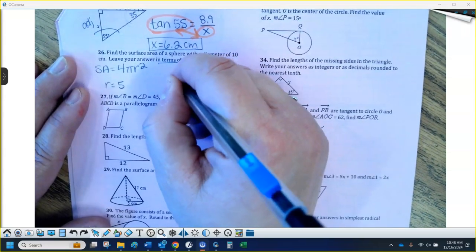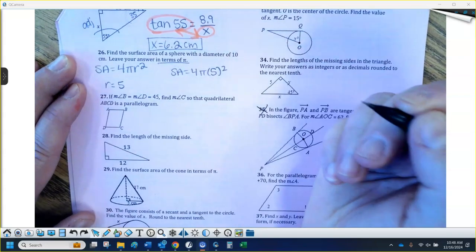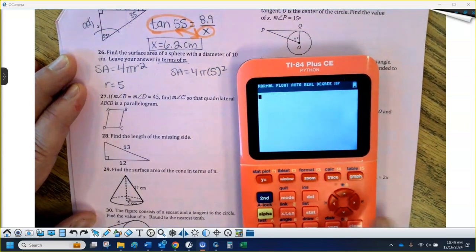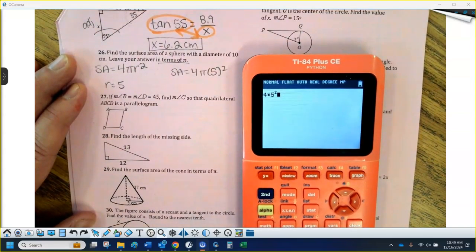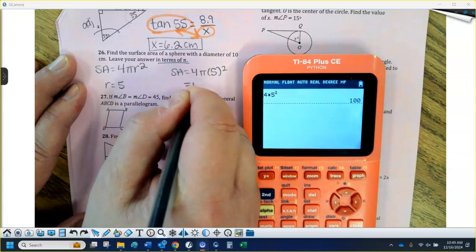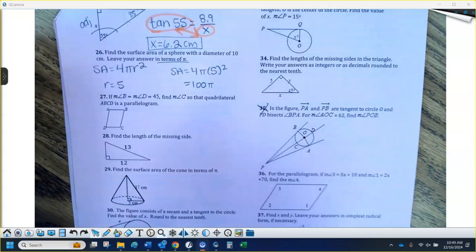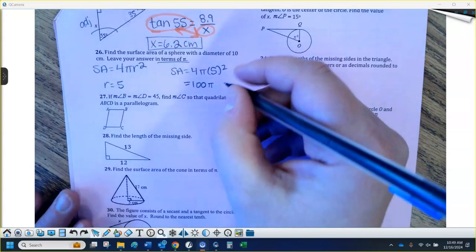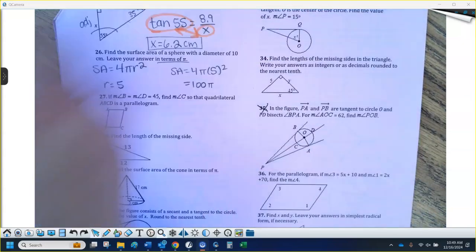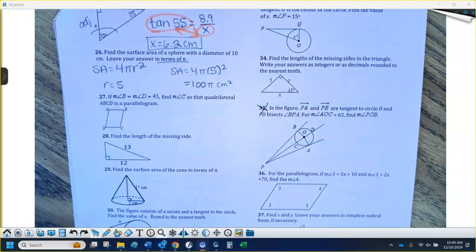So, we're going to do our surface area, 4 pi times 5 squared. Now, if I'm doing this and I want to leave it in terms of pi, just don't type the pi. Just do 4 times 5 squared, and that's going to give me 100, and you just write the pi next to it. That's all you're doing. Just don't include the pi if it asks you to leave it in terms of pi when you do the calculation. Just multiply the numbers together there. And then, I'm sorry, centimeters. So this is centimeters squared.